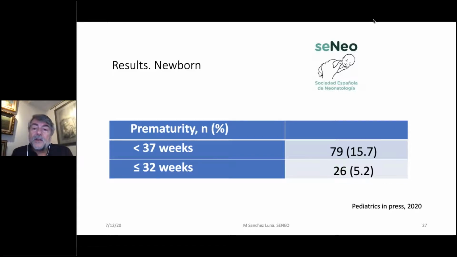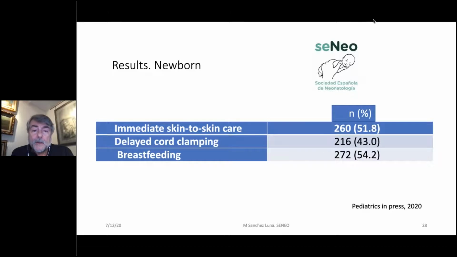But at the beginning of the disease, as you can see in the first wave, the prematurity rate was very high, 15.7%, with a prematurity rate of less than 32 weeks of 52.2%. What about the care after delivery?